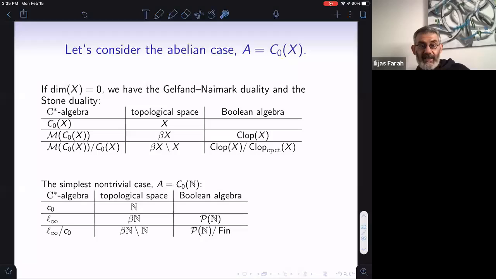And this is an object that set theorists, combinatorial set theorists, devoted a lot of energy to, and it is well understood, and it is quite horrible from a set theoretic point of view. Basically, most non-trivial statements about it are independent from ZFC.